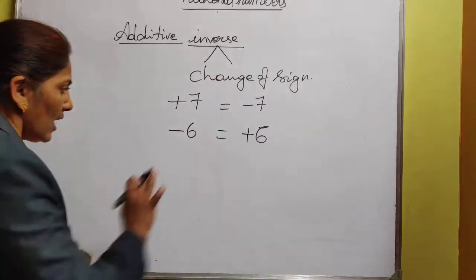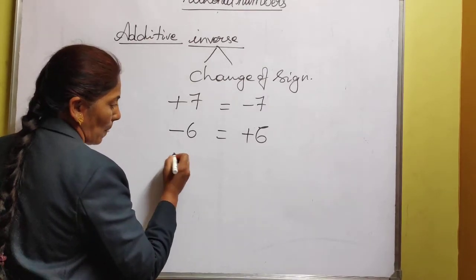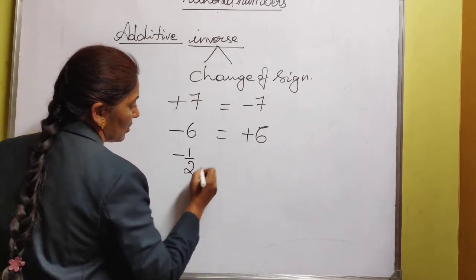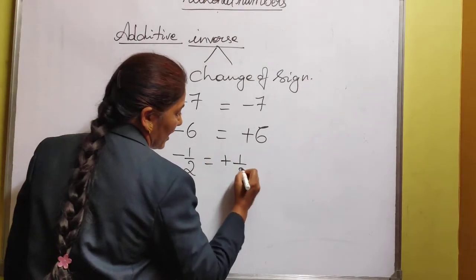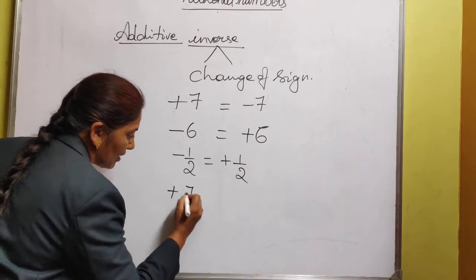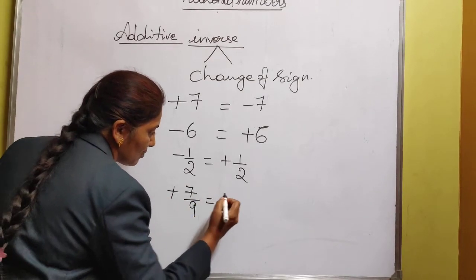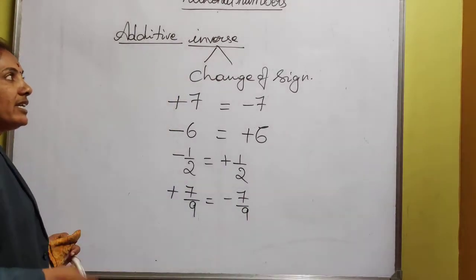Even in the case of rational numbers, if I consider minus 1 by 2, I can write this as plus 1 by 2. If I consider plus 7 by 9, I can write this as minus 7 by 9. So this is all about the additive inverse.